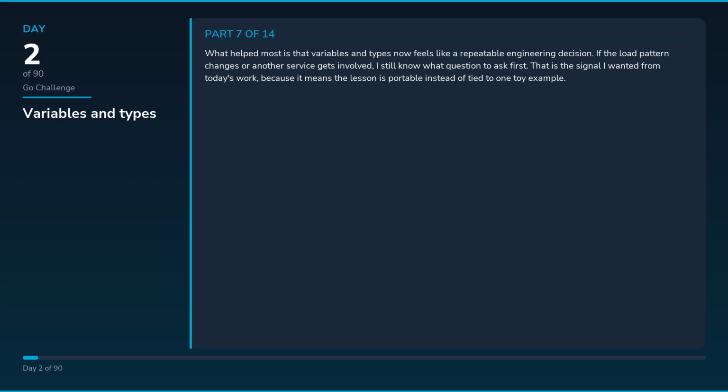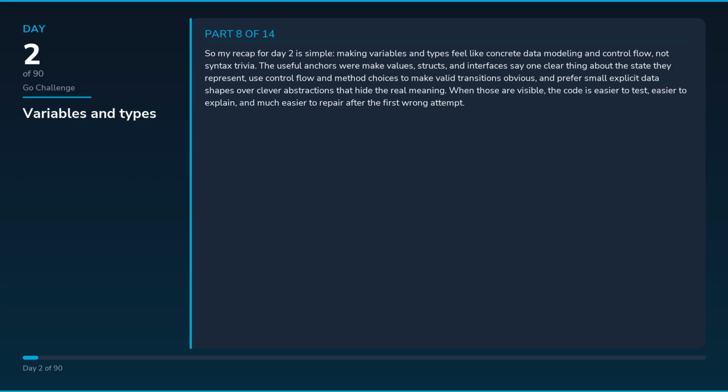So my recap for day 2 is simple: making variables and types feel like concrete data modeling and control flow, not syntax trivia. The useful anchors were make values, structs, and interfaces say one clear thing about the state they represent, use control flow and method choices to make valid transitions obvious, and prefer small explicit data shapes over clever abstractions that hide the real meaning. When those are visible, the code is easier to test, easier to explain, and much easier to repair after the first wrong attempt.